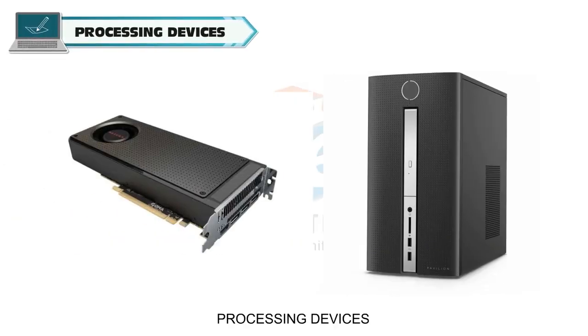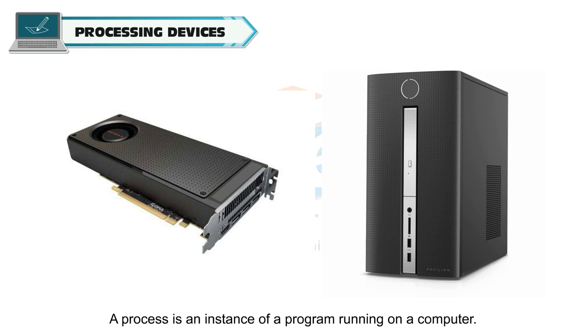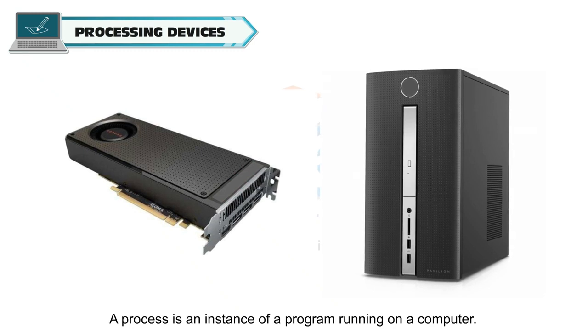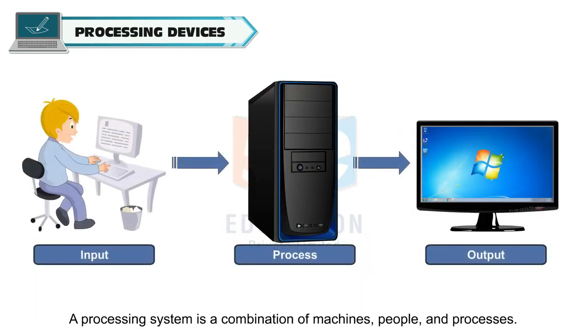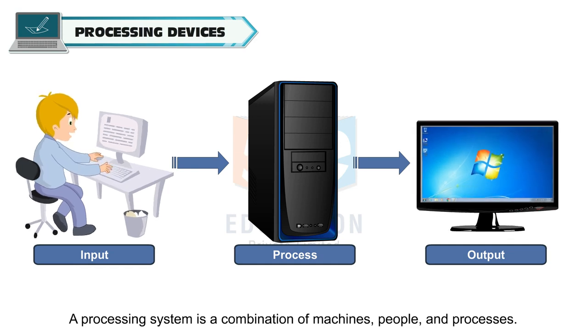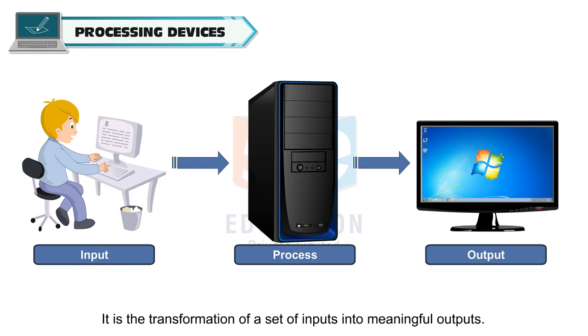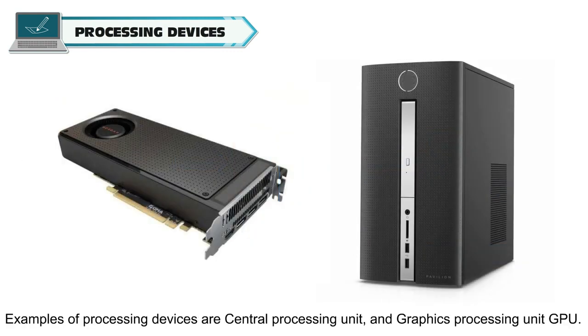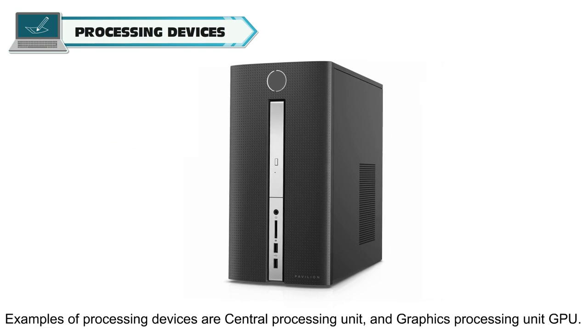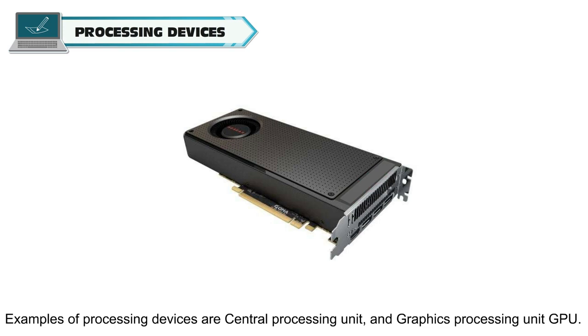Processing devices. A process is an instance of a program running on a computer. A processing system is a combination of machines, people, and processes. It is the transformation of a set of inputs into meaningful outputs. Examples of processing devices are Central Processing Unit and Graphics Processing Unit or GPU.